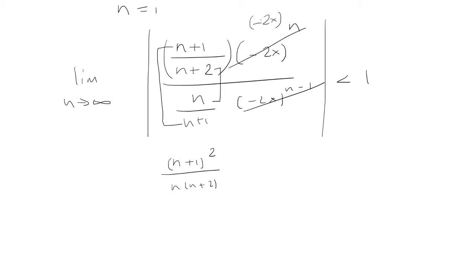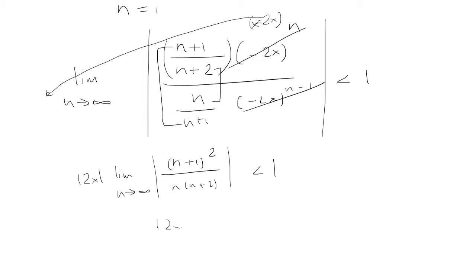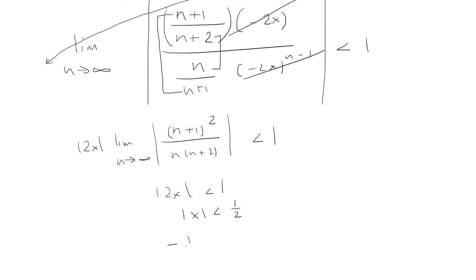Now this negative 2x, if we take the absolute value, that cancels out the negative, and we can pull it out in front. So that would just be the absolute value of 2x times the limit as n approaches infinity, the absolute value of this. Want this to be less than 1. The degree of the top is 2, the degree of the bottom is 2, so we know that the limit's going to go to 1. So we have the absolute value 2x times 1 is less than 1. Divide both sides by 2 and get that the absolute value of x is less than 1/2. So that means that x is between negative 1/2 and positive 1/2.